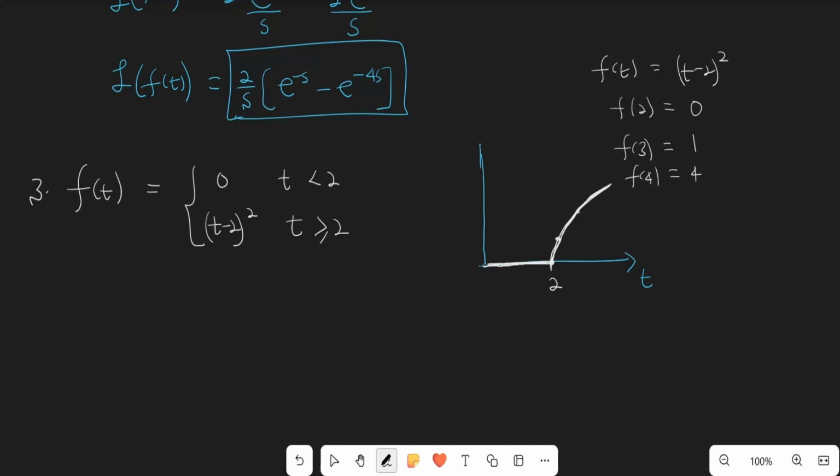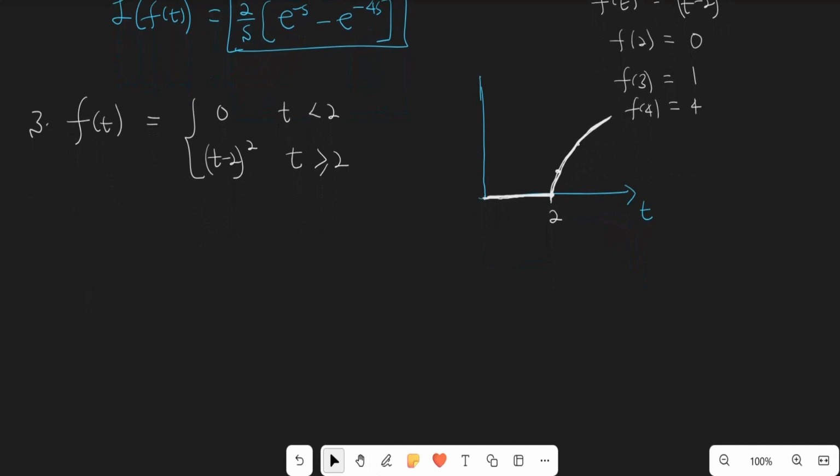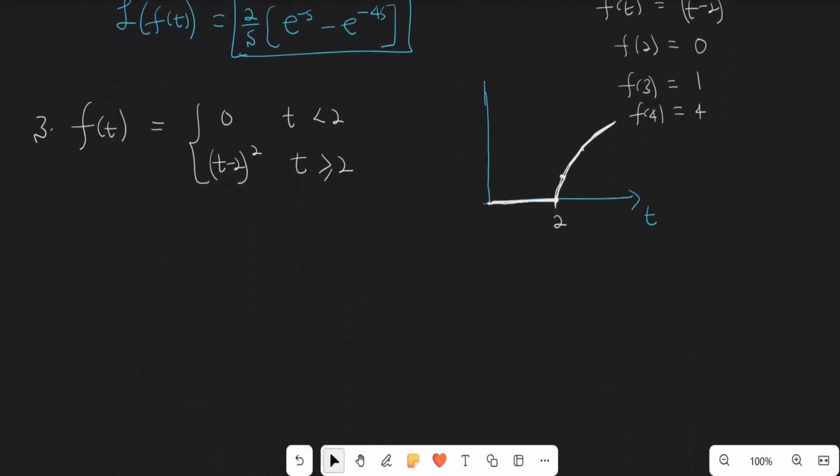So this is not a continuous function because it stops here and then it continues for the function t minus 2 squared. So now how do you write this one in terms of the Laplace transform? In terms of the unit step function, I beg your pardon. So in terms of the unit step function, f of t is going to be equal to 0 for t less than 2, but when t is greater than or equal to 2, the function is t minus 2 all squared, and this is multiplied by the unit step function of t minus 2. So we are going to take the Laplace transform of this.